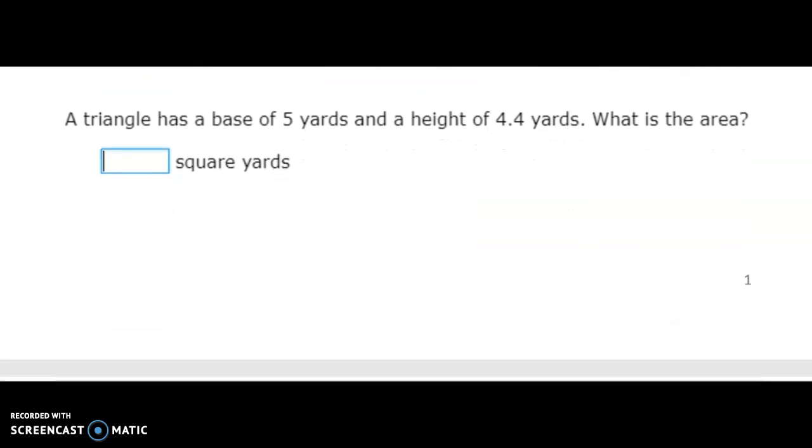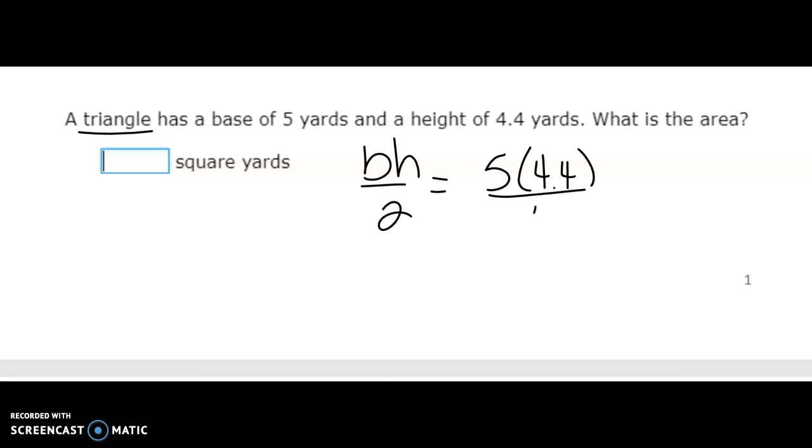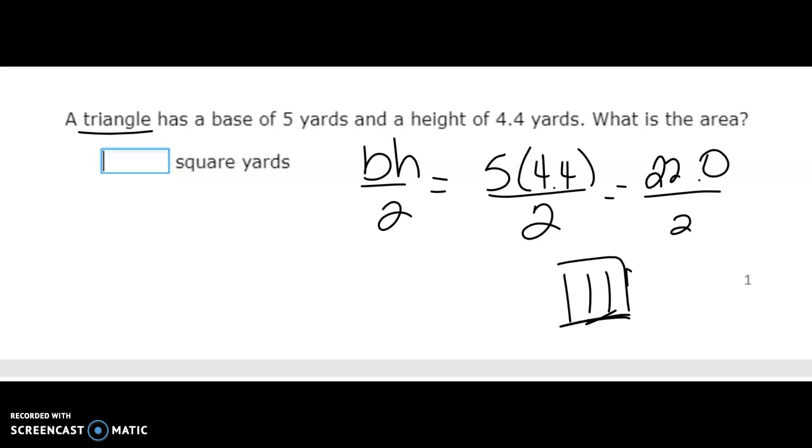A triangle has a base of 5 yards and a height of 4.4 yards. What is the area? So because it's a triangle, we're going to use base times height divided by 2. The base is 5. The height is 4.4, and we're going to divide by 2. That would be 20, carry the 2, 22, over 2, so 11.